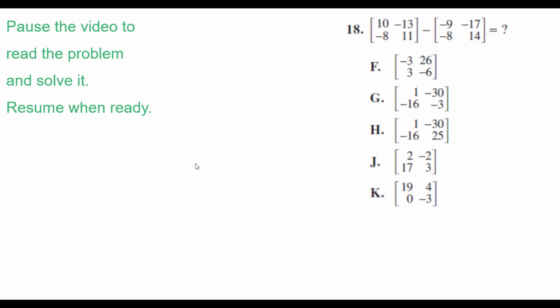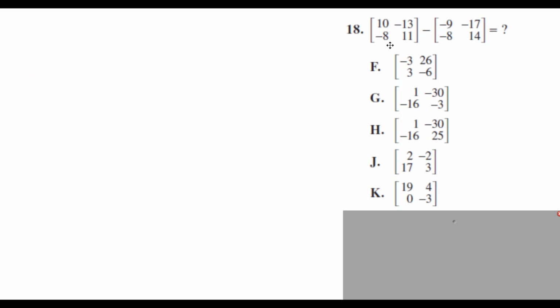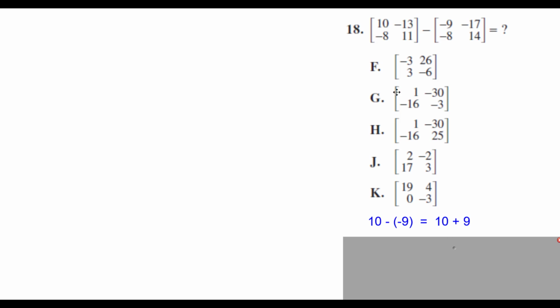Number 18, pause is needed. Now we could go ahead and enter the matrices and subtract them, A minus B or whatever matrices you wanted to use. But as an alternative, I'm suggesting just taking the first and subtracting 10 minus a negative 9, which is like 10 plus 9, which is 19, and K is the only one possibility here. So again, a strategy.